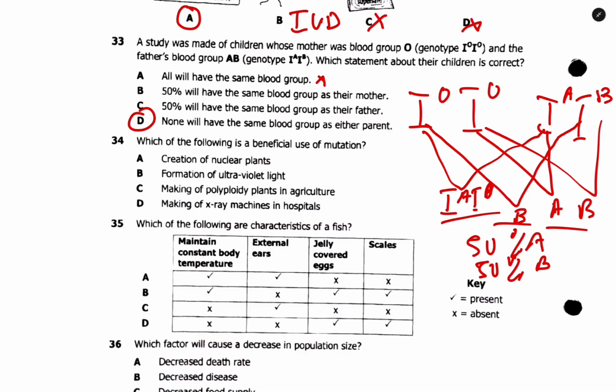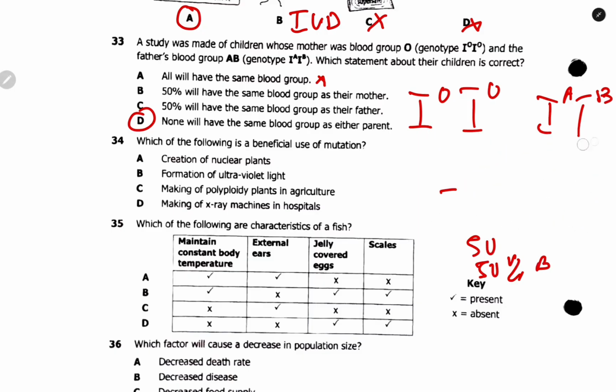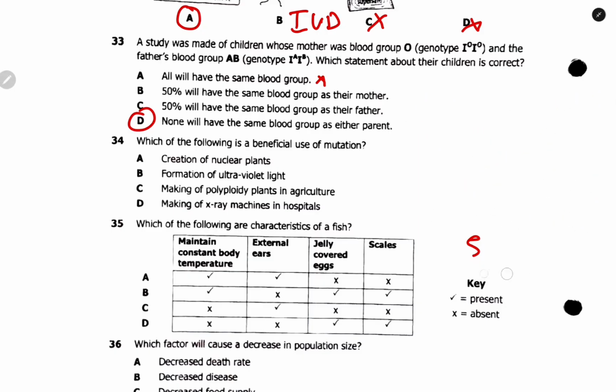Which of the following is the beneficial use of mutation? With the options that we have: creation of nuclear plant, no. Formation of ultraviolet light, no. Making of polyploid plant in agriculture? Yes. Making of X-ray machine in hospitals? No. So the answer is C here. Okay? So the answer on question 34 is C.